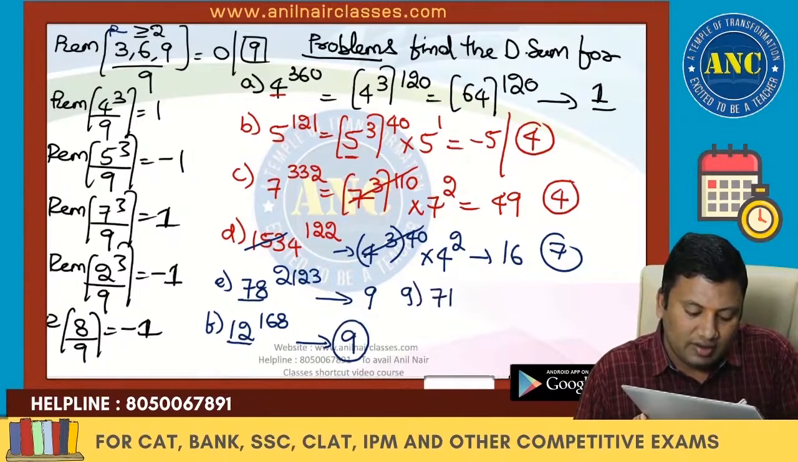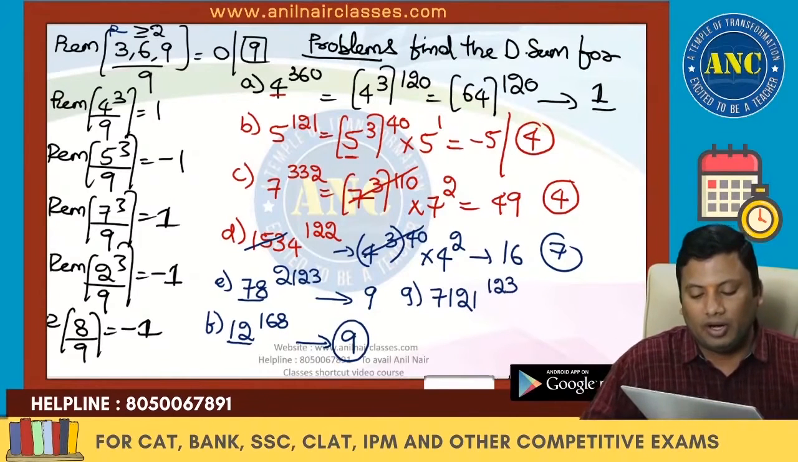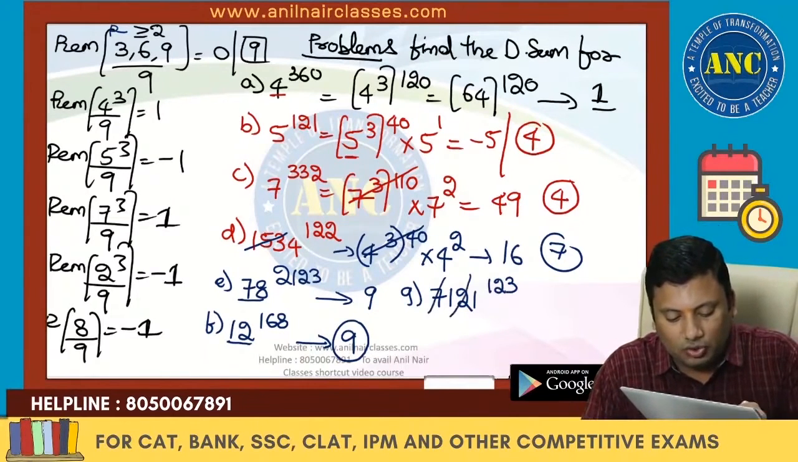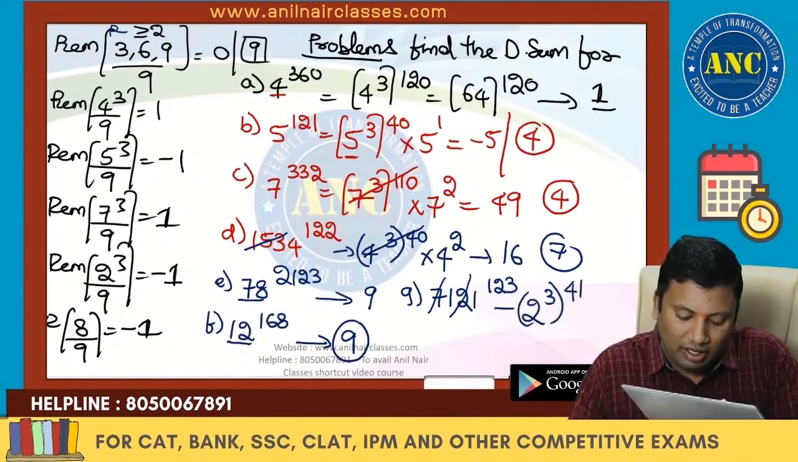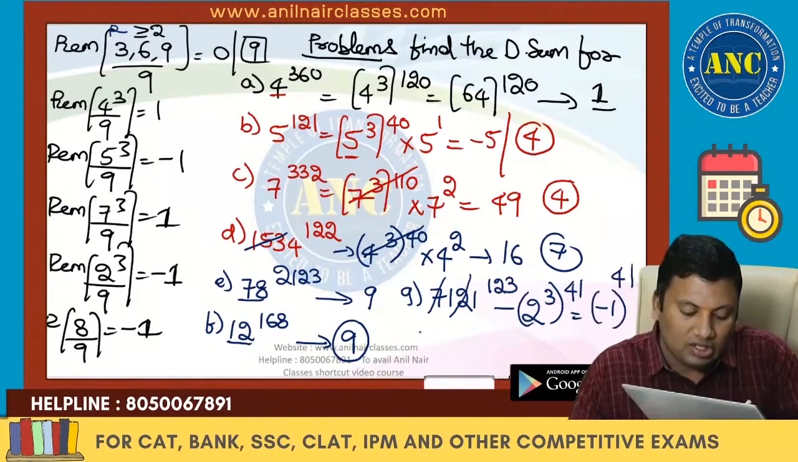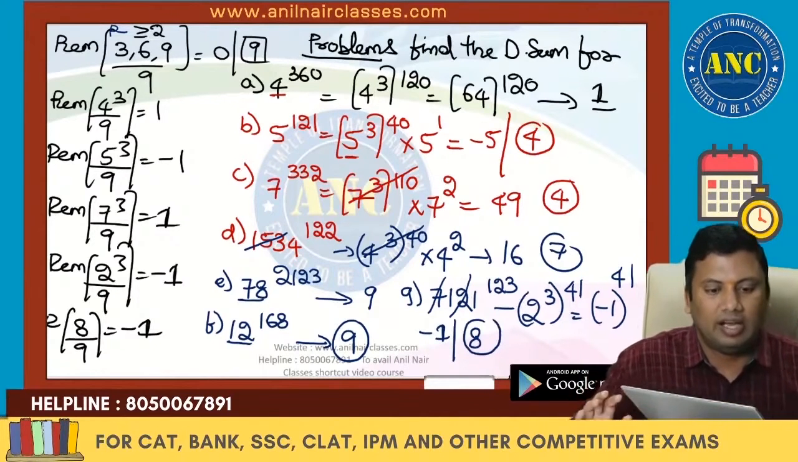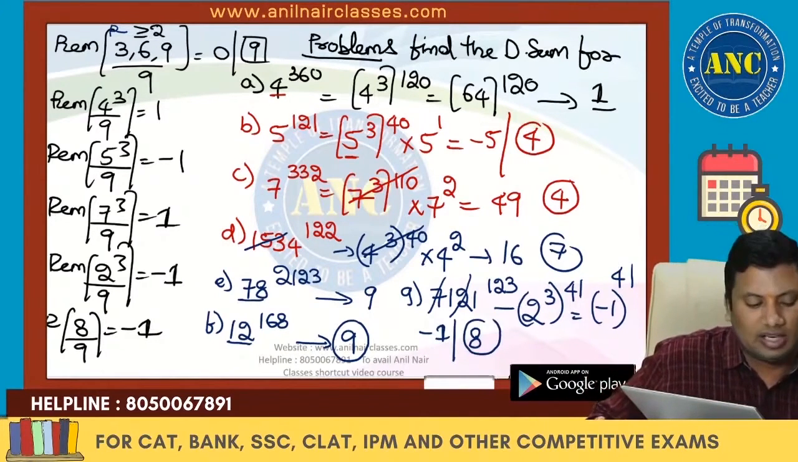Next one. 7121 power 123. 7 plus 2 is 9, out. 1 plus 1 is 2. 2 power 3 power 41. 2 cube is 8. 8 by 9 is minus 1. Minus 1 power odd is minus 1. The positive remainder is nothing but 8.